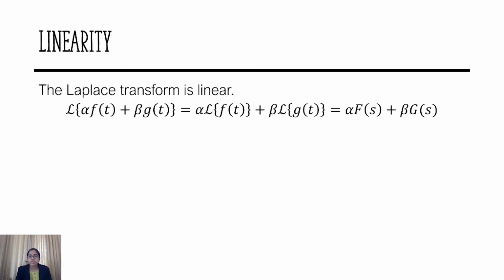You can also write it as alpha into capital F of s. Like I had mentioned earlier, after applying the Laplace transformation, we get the function in terms of s. So that is alpha into capital F of s plus beta into capital G of s. This is the linearity definition which we are all familiar with. In this section, we shall be doing some formulas and problems which will use this property of the Laplace transform.